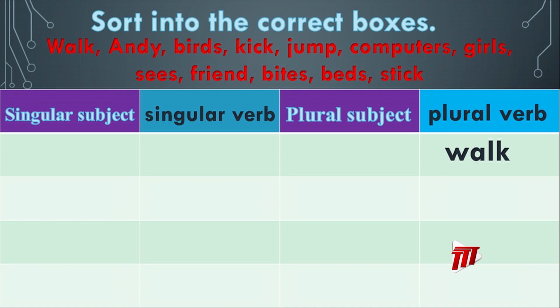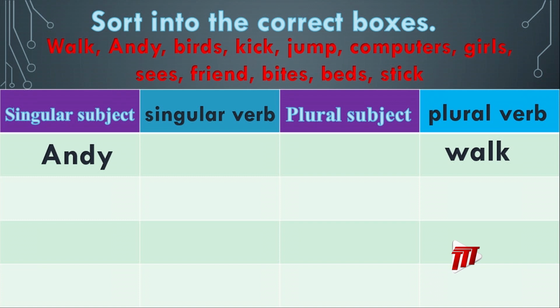So let's go with Andy now. Would Andy be singular? Would it be plural? Would it be a subject? Would it be a verb? And Andy would actually be a singular subject. So it's one person you're talking about. It will have to be singular, right? So singular subject, and we have a plural verb so far.